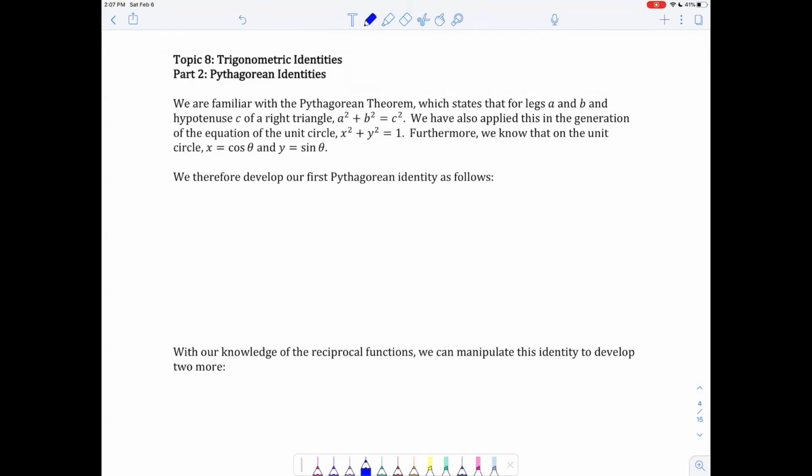Identities! We're going to be looking at some more of them. We previously looked at the reciprocal and quotient identities, where we introduced our secondary trigonometric functions. Today we'll be looking at the Pythagorean identities.